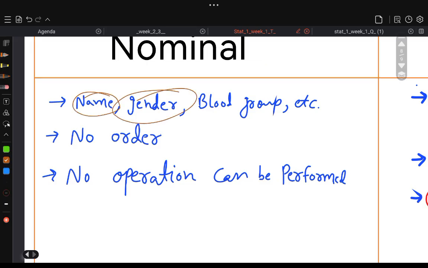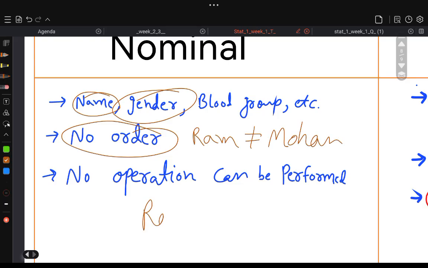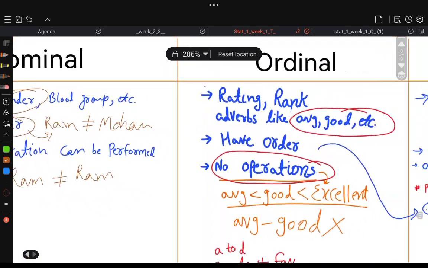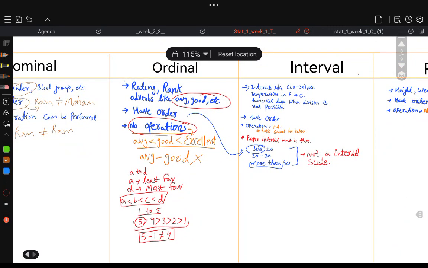So no, there is no order also. A name called Ram is not greater than, is not equal to Mohan, right? Or Ram is also not necessarily equal to Ram, as there can be two persons with the same name, right? So there is no order, and no operation can be performed. And see, it is basically the nominal scale. It is quite a simple scale to understand. The middle two are the ones which consist of confusions, so we'll be looking more at them.